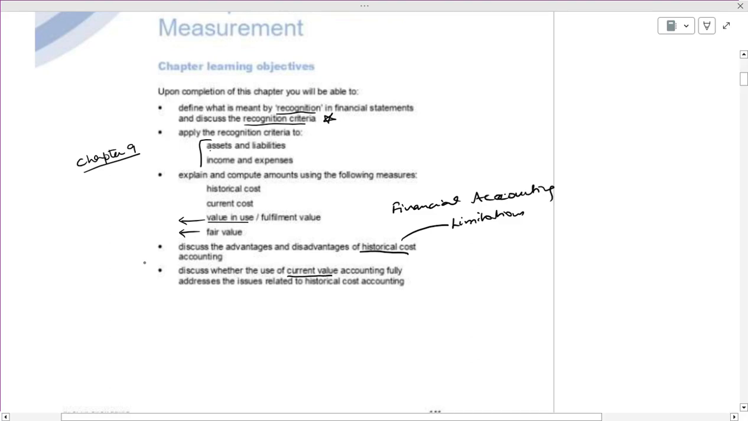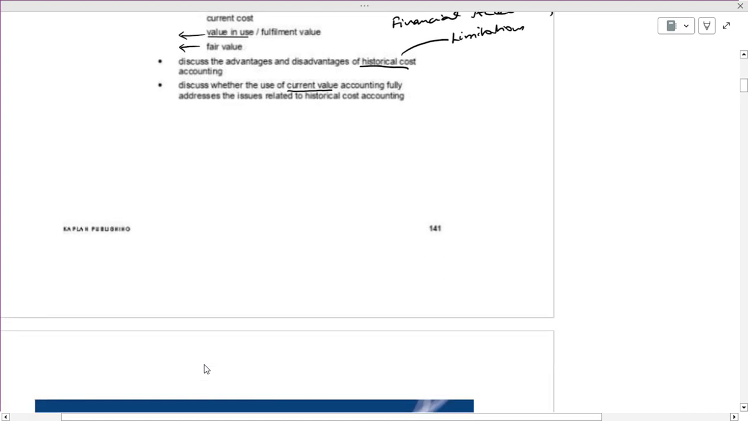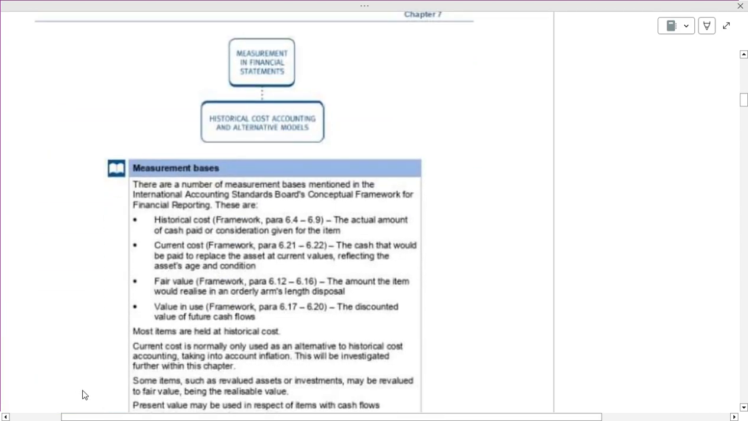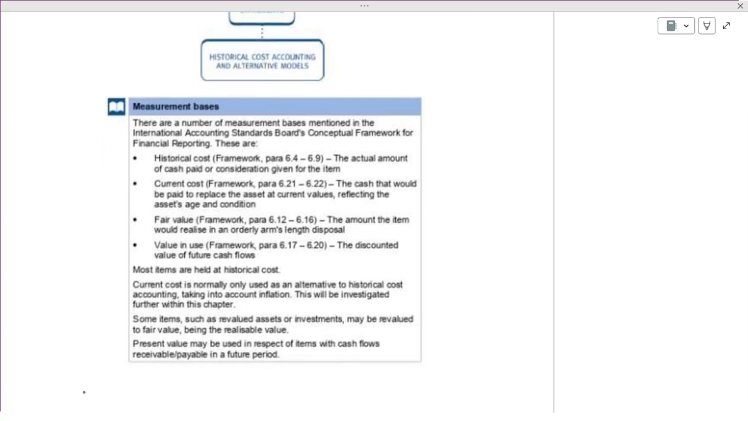Now I will tell you very clearly. We are covering it only at this place. Subsequently, I don't think we will cover the current value concept more anywhere. Okay. Now, what is the historical cost? The actual cost that you are paying. It is the actual amount of cash paid or consideration given for the item.